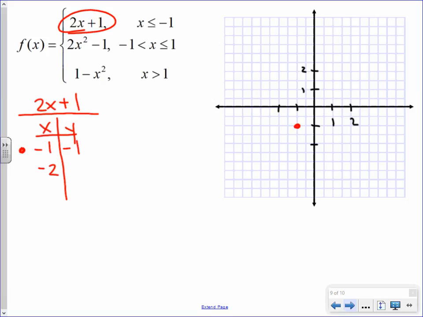When we plug in -2, we get... Okay, and we know that that is a line where x is less than or equal to 1. So I'm going to draw the piece of the line only for x is less than or equal to negative 1.